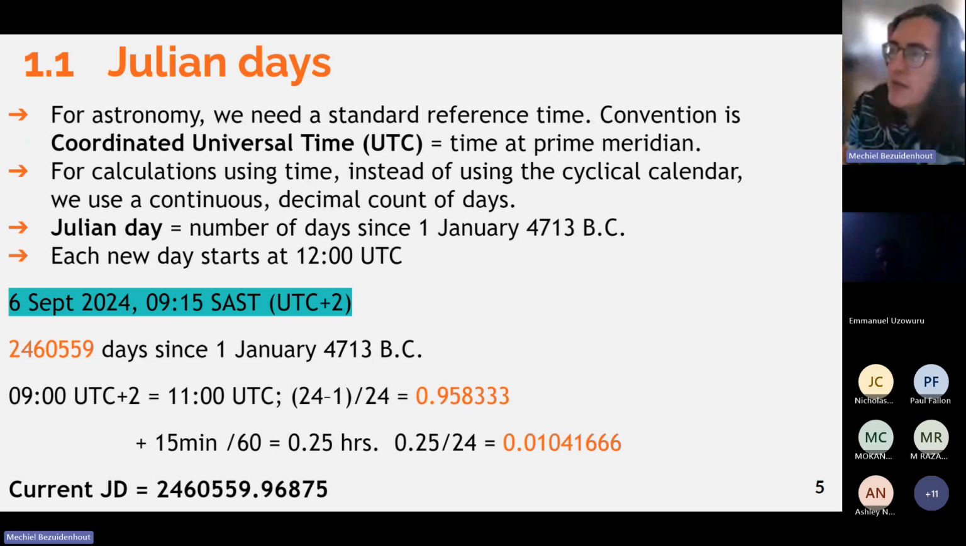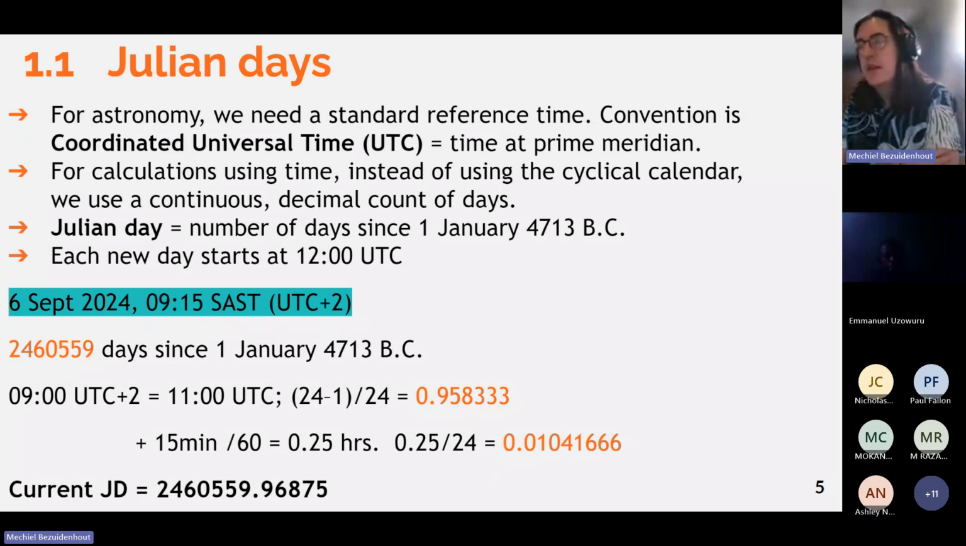But for astronomy, we need a standard reference time, so that if you are doing an observation here in South Africa, but you want to communicate with somebody in Canada doing this to observe the same object, you need to have some reference time to coordinate that communication. So in general, we use the UTC, which is Coordinated Universal Time, and that's basically the time at the prime meridian. So it's basically the same as the Greenwich Mean Time.